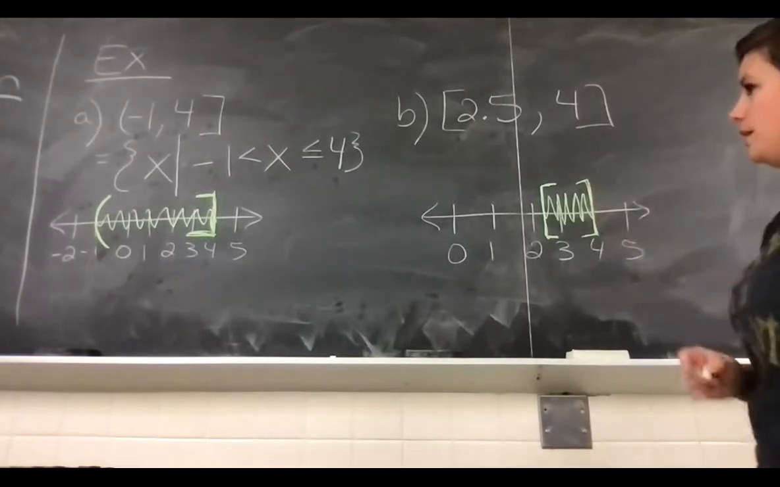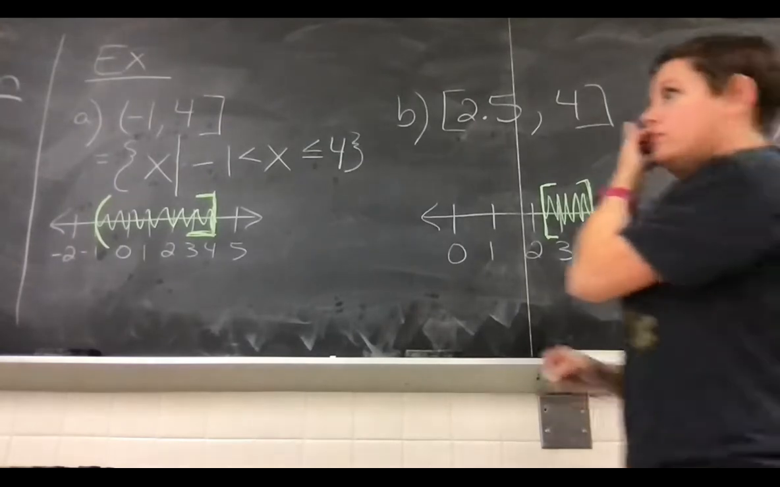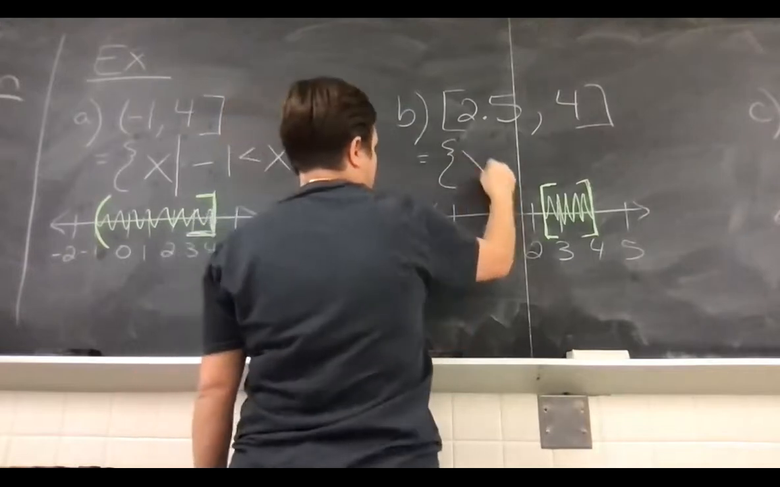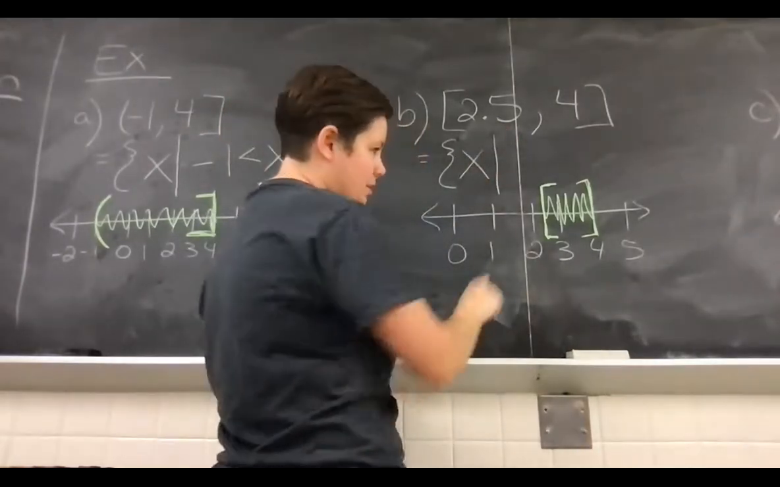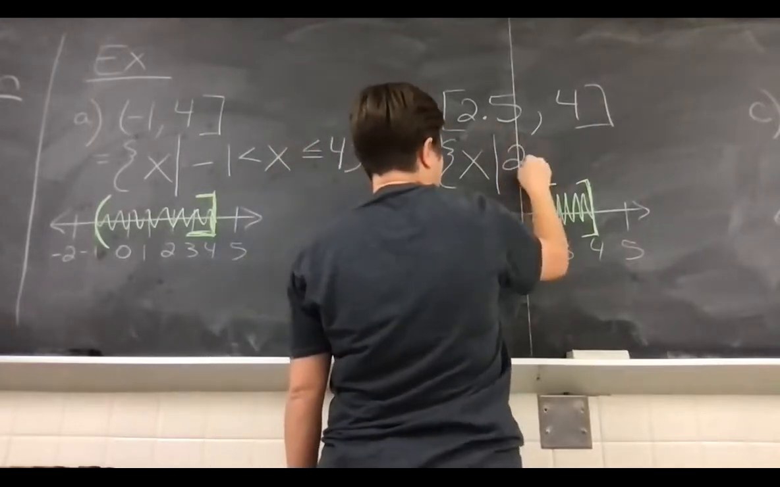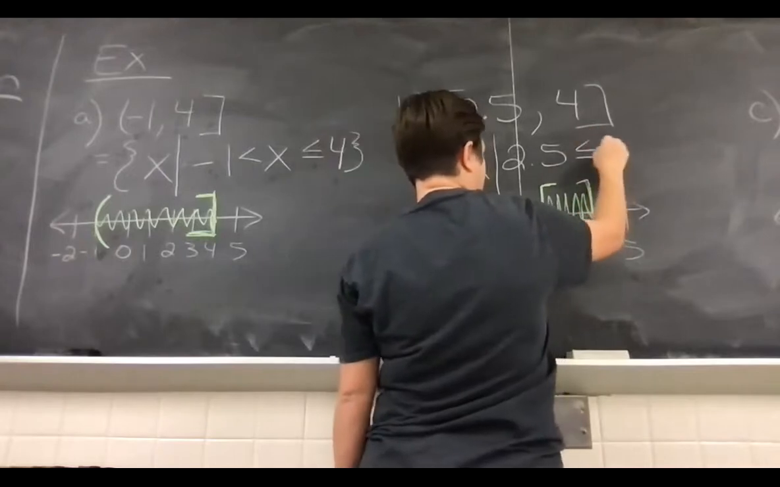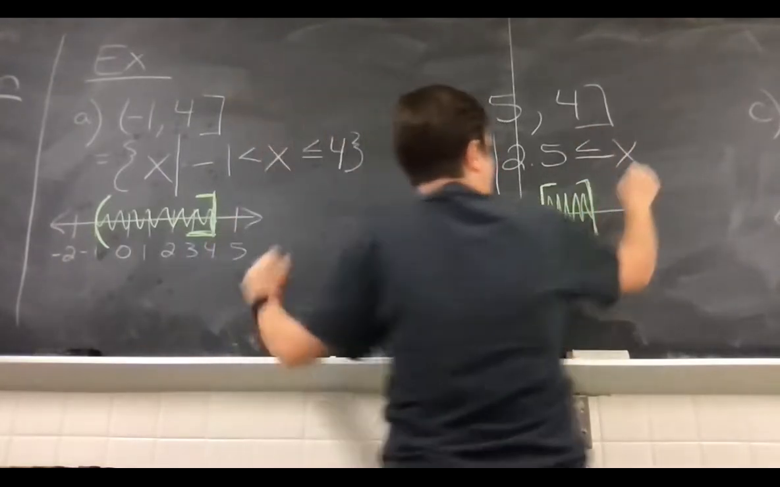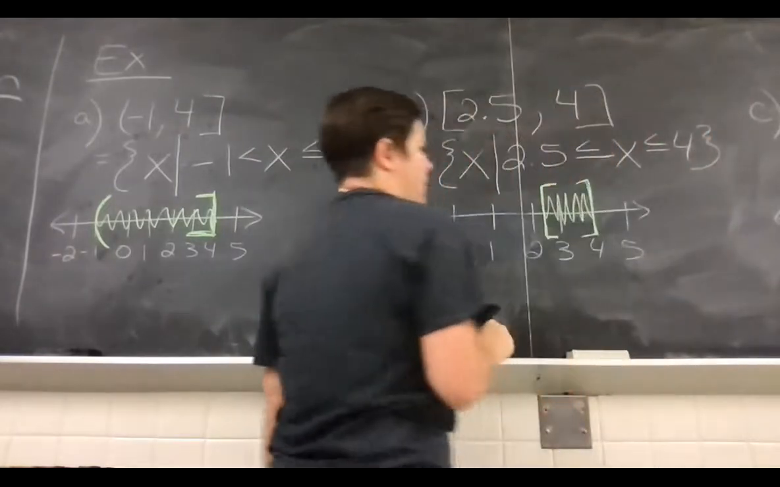Now I'm going to do my set builder notation. So curly bracket, x such that, well, what's the smallest point? Smallest point is 2.5. So 2.5 has to be less than or equal to our x. We know that because it's a bracket, which has to be less than or equal to our 4, again, because of our bracket.